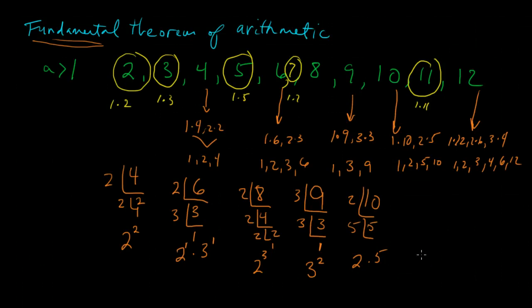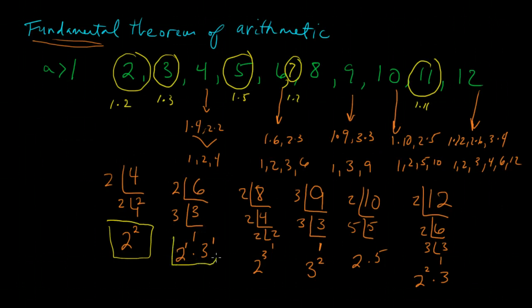2 times 5, those are both prime numbers, and that gives you 10. 12 is divisible by 2, that leaves you with 6. 6 is divisible by 2, that leaves you with 3. 3 divides by 3, and that leaves you with 1. So 12 is 2 squared times 3. That's the fundamental theorem of arithmetic, that all numbers greater than 1 are either prime themselves, like 2 and 3 are prime, or they're the product of prime numbers.